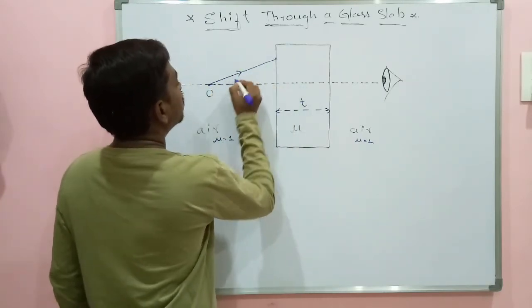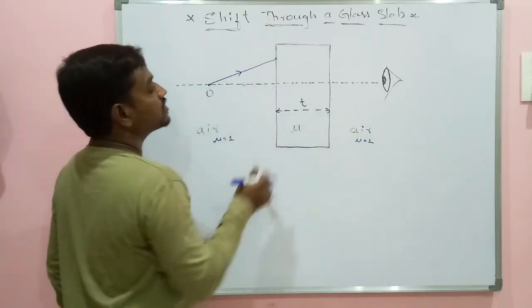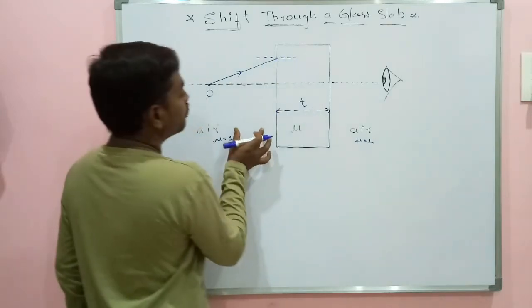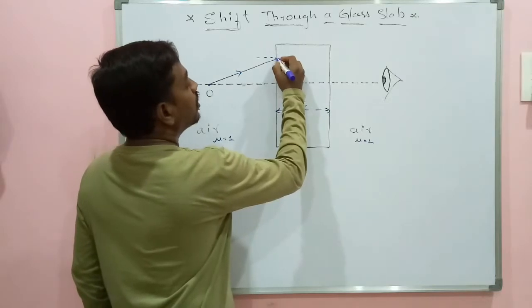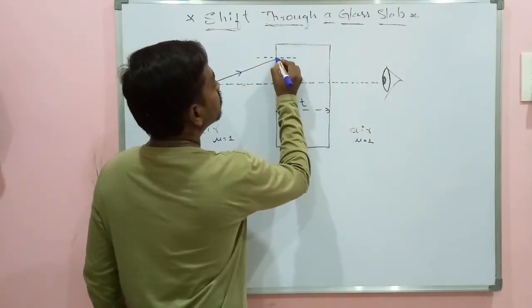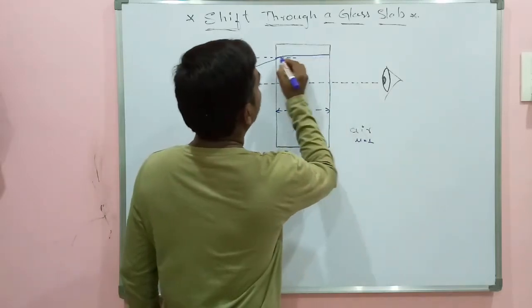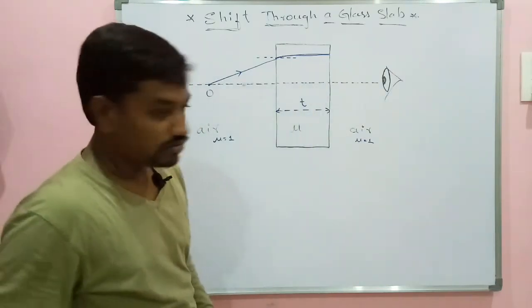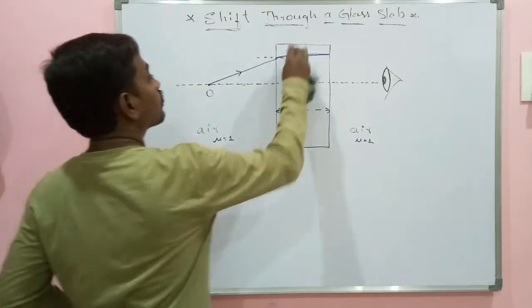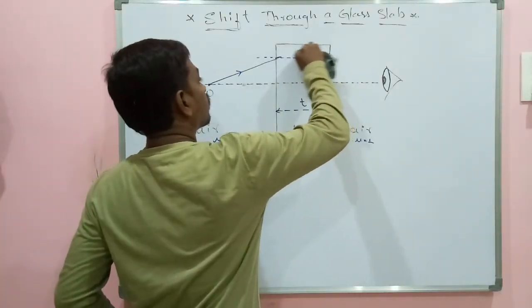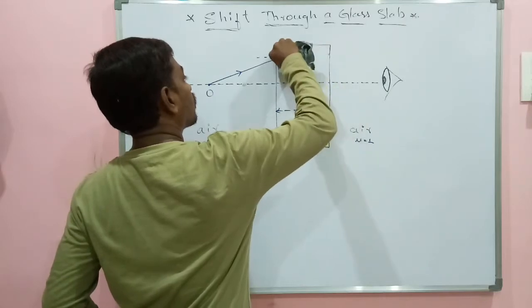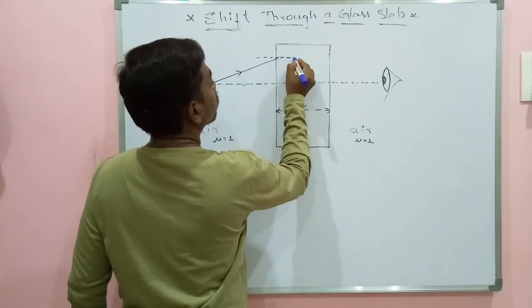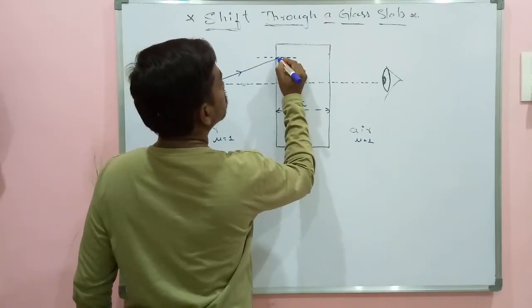so this is the incident ray coming from air to the glass slab. Let me draw a normal here. As it is moving from the rarer medium to denser medium, instead of moving along the same path, it will bend towards the normal. It will bend like this. It will bend towards the normal here.